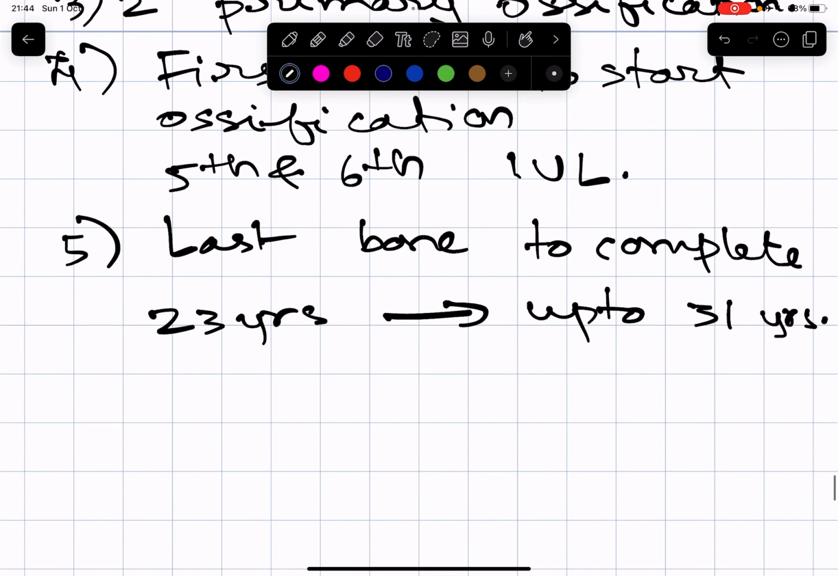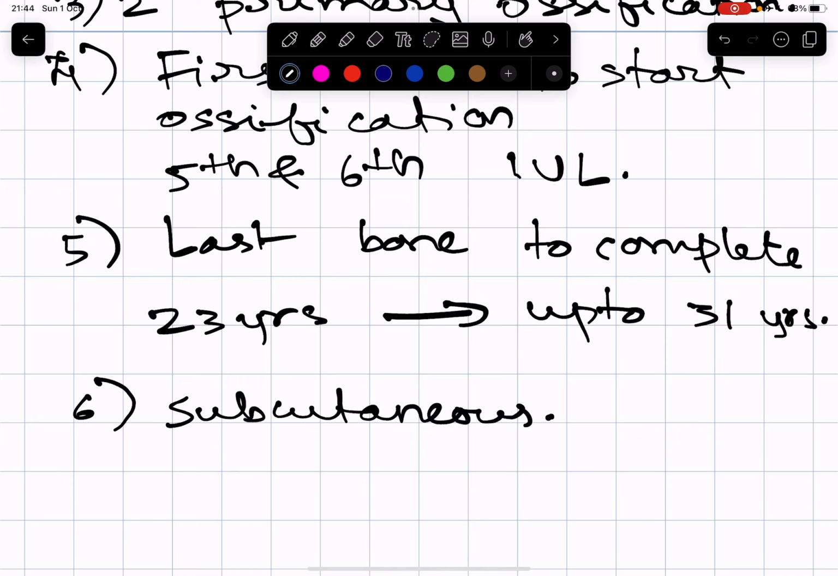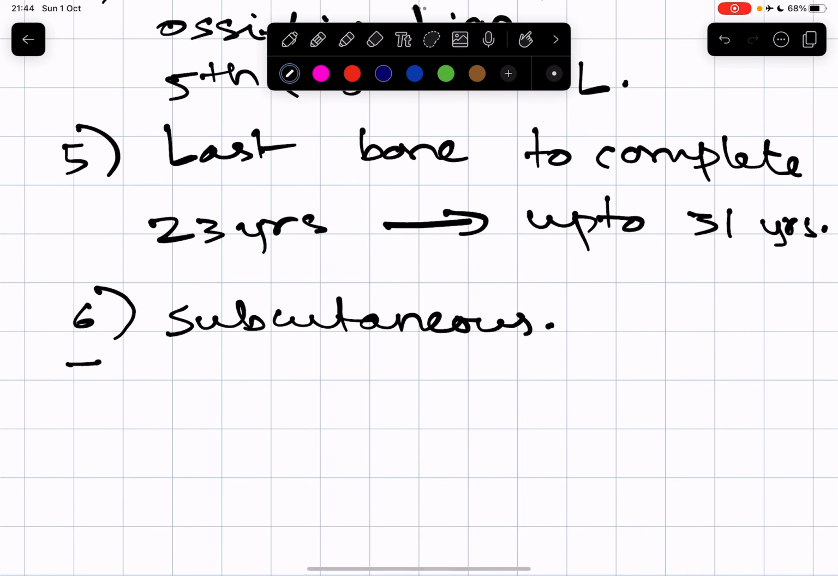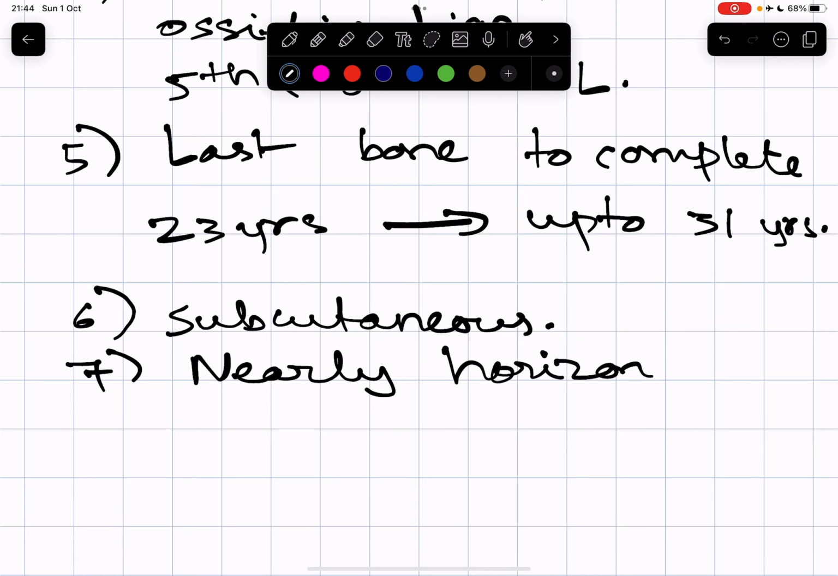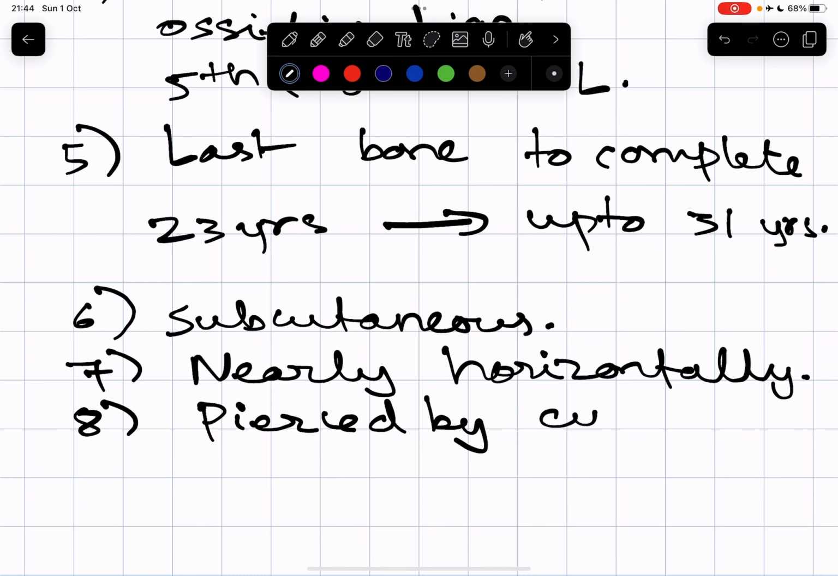Right? And another peculiarity of the clavicle is that it is subcutaneous throughout, between the attachments of the muscles. So that is one of the peculiarities. And also it is the only long bone that is placed nearly horizontally in our body, and it is the only bone that is sometimes pierced by cutaneous nerves.